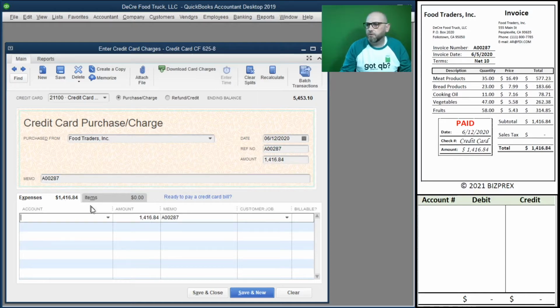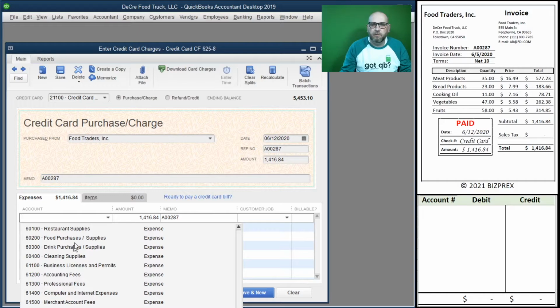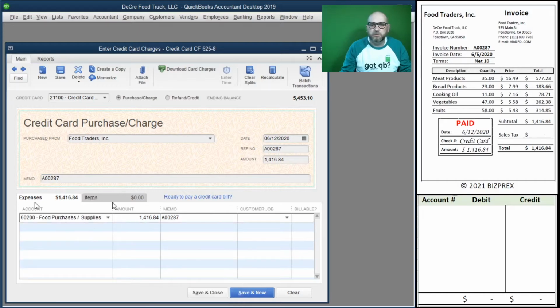What do we have here? We have meat products, bread products, cooking oil. Alright, that's our food purchases. We're good. So again, what's going on here? We're buying it using a credit card. So our debt, our liability is going up, and liabilities go up when we credit them.